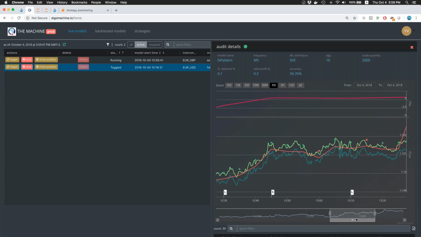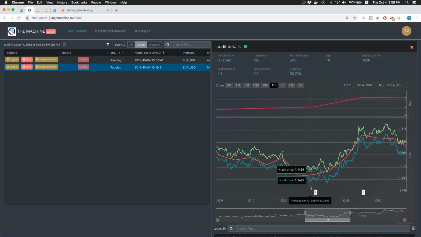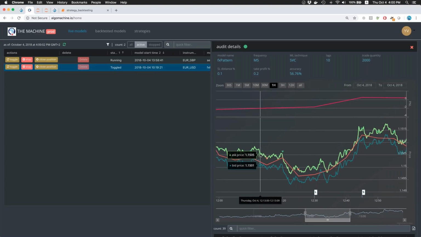There is a long position that the algo has entered. There is the short position the algo has entered, a long position. And you see every single signal here. You see the ask and bid prices, you see the triangles, and here you see a wrong downtick prediction.